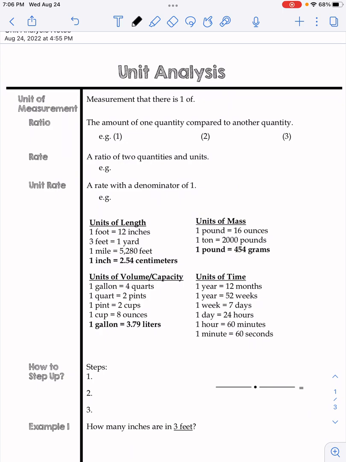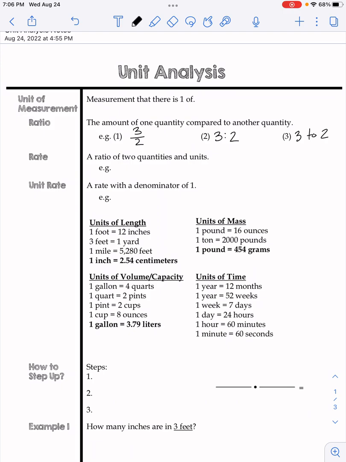Ratio. These next three are familiar from middle school mathematics. The amounts of one quantity compared to another quantity. There's varying ways that we can write a ratio, where we can write a ratio as a fraction. So let's say 3 tablespoons of sugar to 2 tablespoons of water. Okay, we could write it like that. We could write it like 3:2, or we can actually just write the word to in between, 3 to 2.